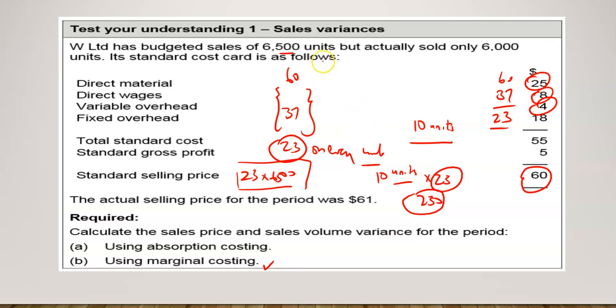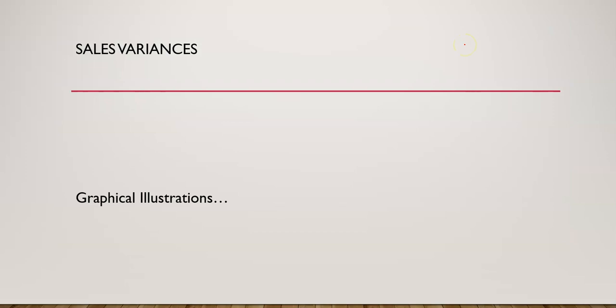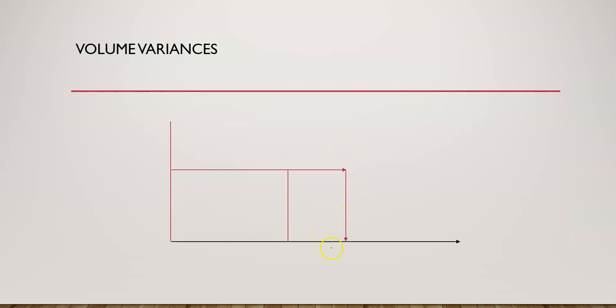So I'm just going to go with this question first. It says that you plan to sell 6,500, but you sold 6,000. So going to the graph, the plan was to sell 6,500 and make a contribution of £23 on each of them. So you were going to make 23 times 6,500. That was the plan. That's the area under this curve, if you like. But you sold 6,000.